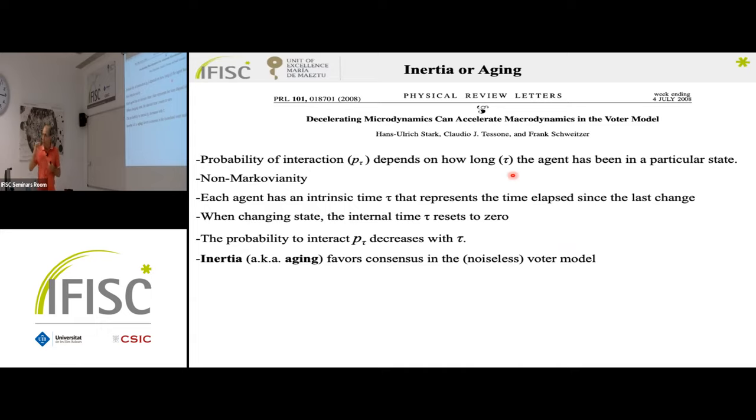But remember, in the voter model, with some rate you select one of your neighbors and you copy that neighbor. Here, you do that only with some probability, and this probability decreases the longer you have been in the same state. When you change state, your time resets to zero. The longer you stay in the state, the more difficult it is for you to interact. This probability to interact decreases with tau, where tau is the time that you have been in your current state. This is a non-Markovian effect: your probability of interaction doesn't depend on your current state, it depends on your history.